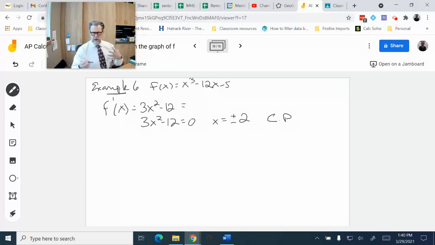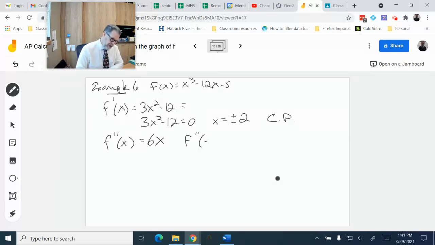Normally, we would then do a bunch of testing. We would see what was going on. We would draw our little chart. But in this case, if I take the second derivative, I get 6x. And the second derivative at negative 2 is negative 12, and the second derivative at positive 2 is positive 12.